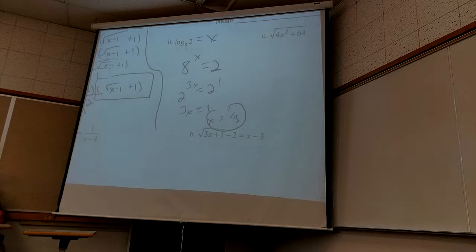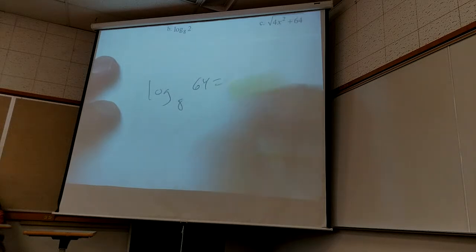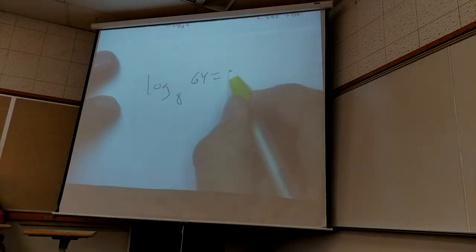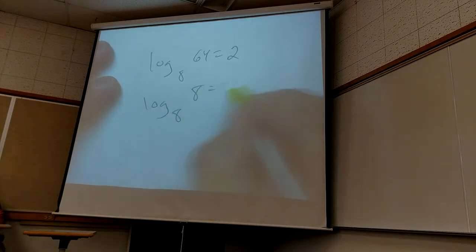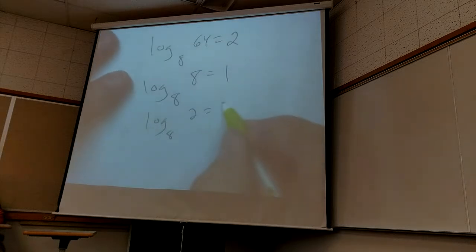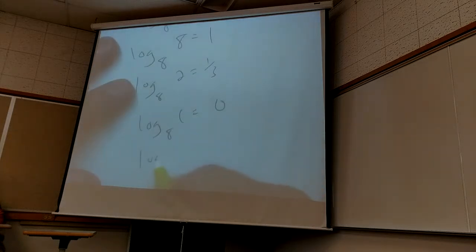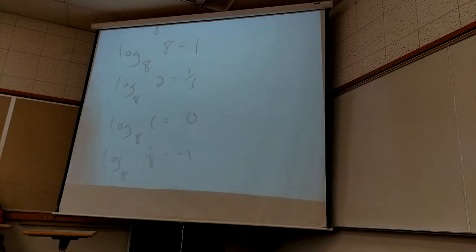It's amazing. Real quick word about logarithms. What's log base 8 of 64? 2. That's amazing. What's log base 8 of 8? 1. What's log base 8 of 2? We just did 1/3. And what's log base 8 of 1? 0. What's log base 8 of 1/8? Negative 1. You've got to flip 8 to make it become 1/8, and a negative power flips.